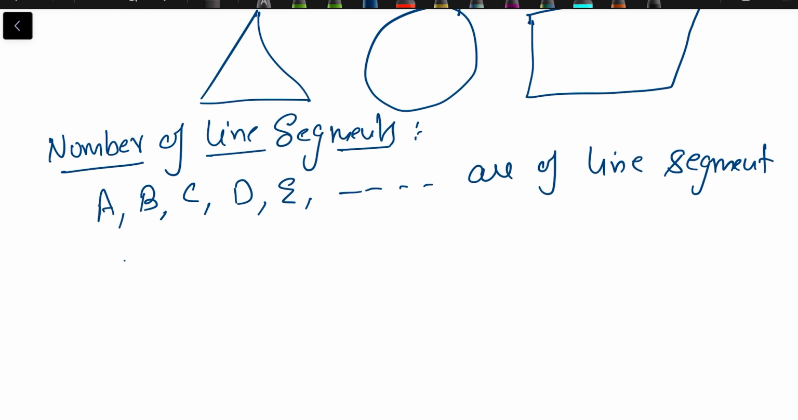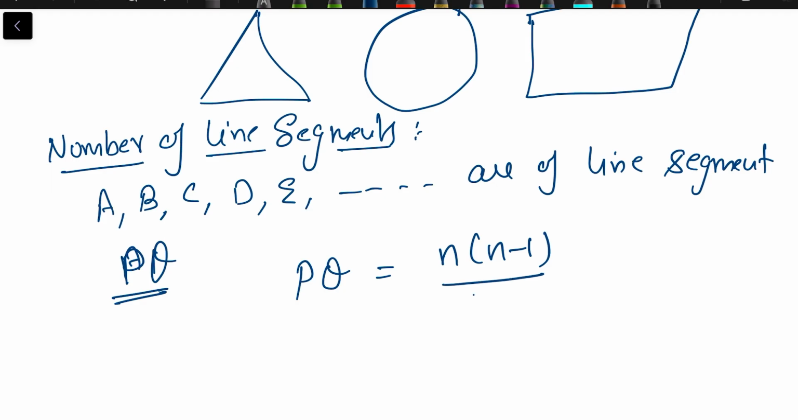Let's consider PQ will be a line segment. Then the number of line segments determined by N points: what we have to do is find how many line segments are in this PQ. Here it is N(N minus 1) divided by 2, that we discussed earlier. So how many line segments we can draw.